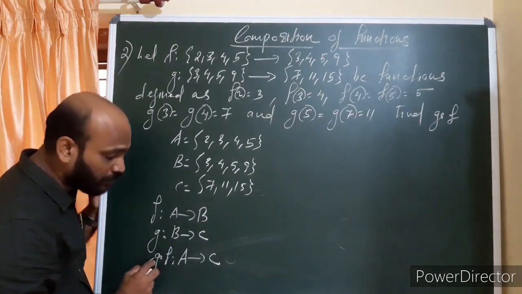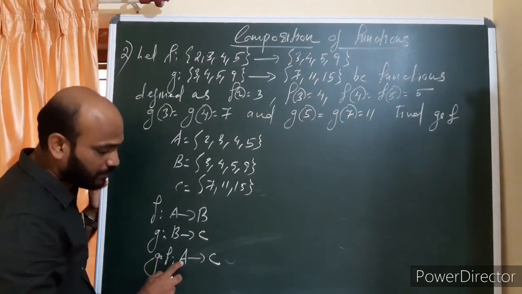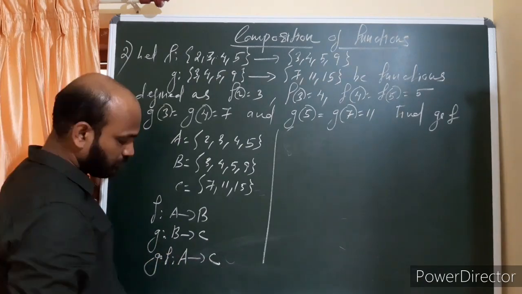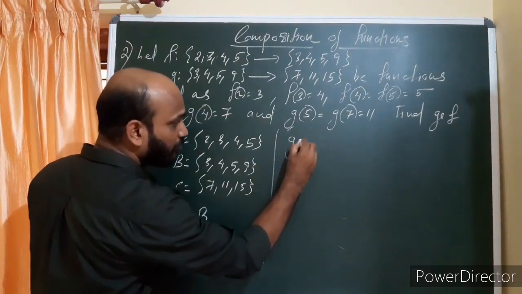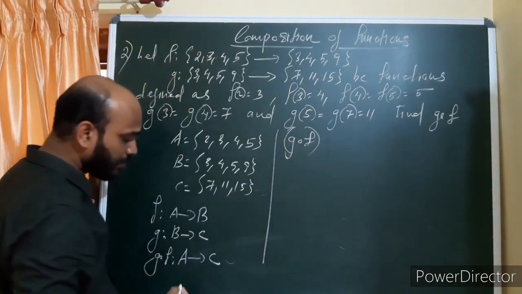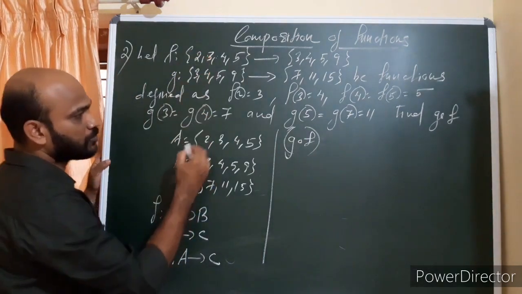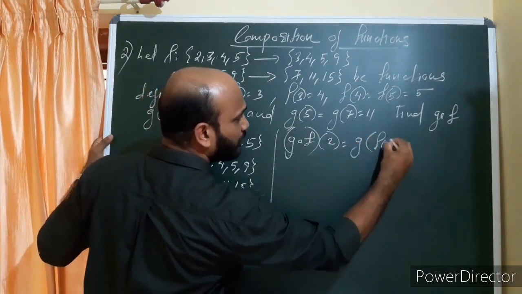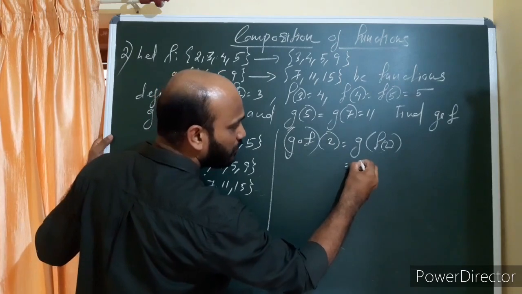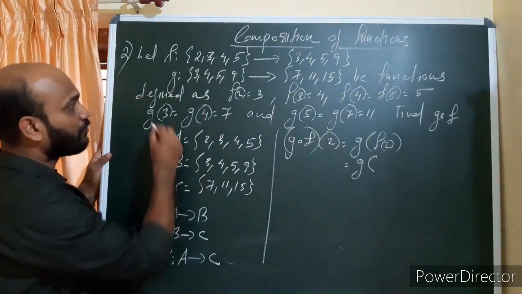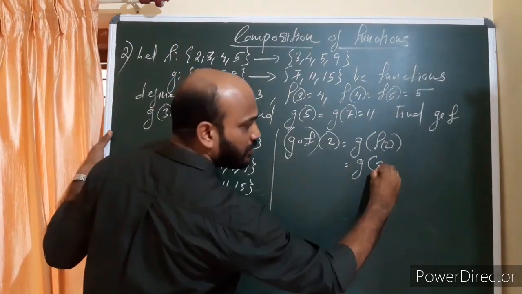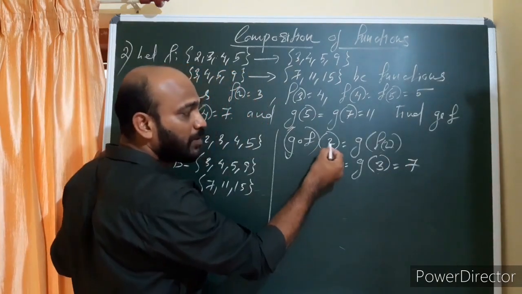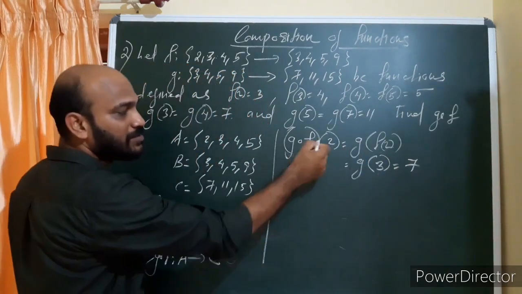So for finding value of g of f, you have to take elements of A. So domain of g of f is A and codomain of g of f is C. So we will find image of first element of A, which is 2. So g of f of 2 we have to find. That definition we can use. It is equal to g of, what is f of 2? f of 2 is given as 3. So g of 3, and g of 3 equal to 7. So image of 2 is 7 under the function g of f.